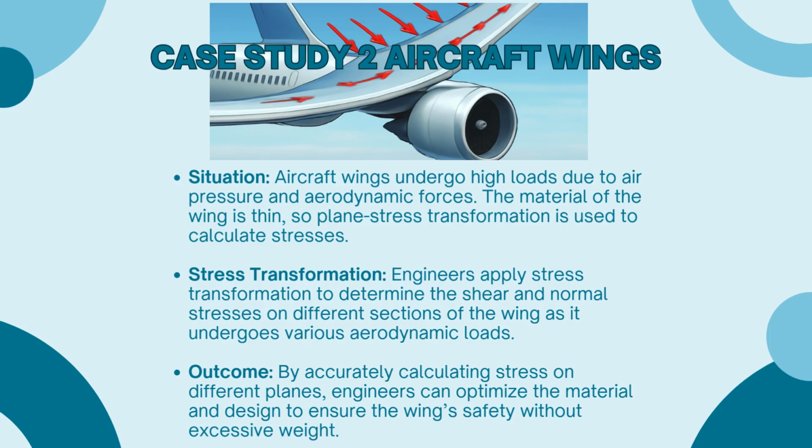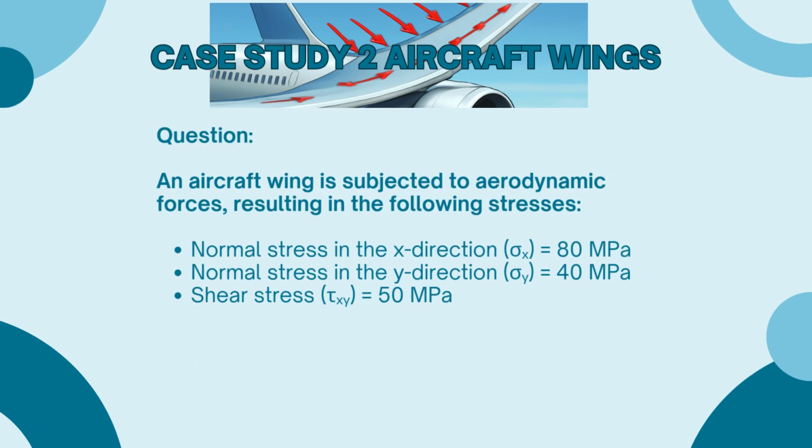Let's now look at case study 2, aircraft wings. Situation: aircraft wings experience high loads due to air pressure and aerodynamic forces. Since the material of the wing is thin, plane stress transformation is used to calculate the stresses. Stress transformation: engineers apply stress transformation to determine the shear and normal stresses on different sections of the wing as it undergoes various aerodynamic loads. Outcome: by accurately calculating stresses on different planes, engineers can optimize the material and design of the wing to ensure its safety without adding excessive weight.